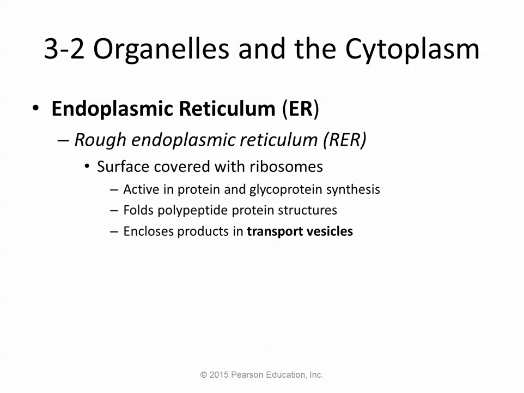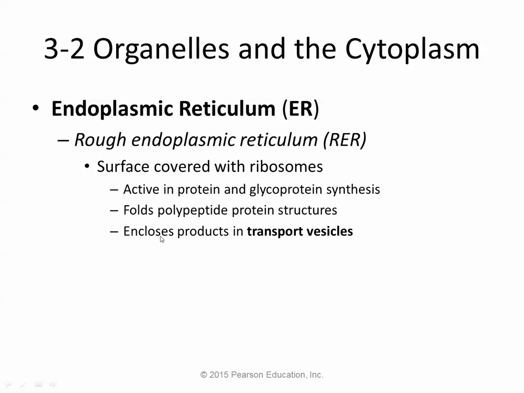So the rough endoplasmic reticulum, as we've said, is covered with ribosomes. Ribosomes are where the proteins themselves are synthesized. Then once they're made from the ribosome, if they go into the endoplasmic reticulum, this is where they assume their tertiary and quaternary structures. So a lot of times additional folding of the protein will happen so that it can assume its final conformation. If it wants to make a glycoprotein, it will go ahead and attach the carbohydrate part of it, so that once it has the protein, it will attach the sugar or the carbohydrate. And as we said, it folds the polypeptide protein structures into its tertiary and quaternary structures.